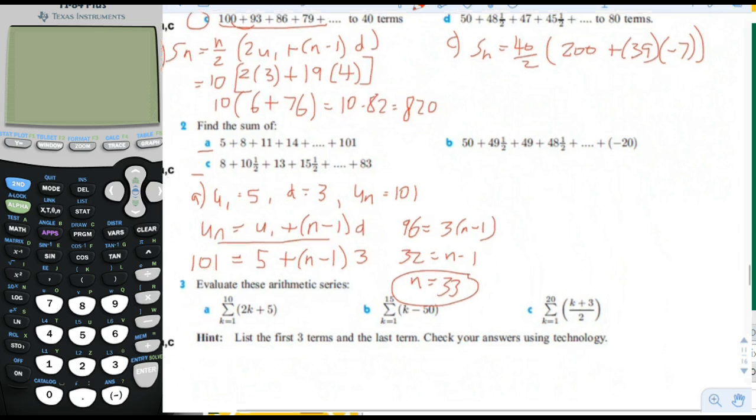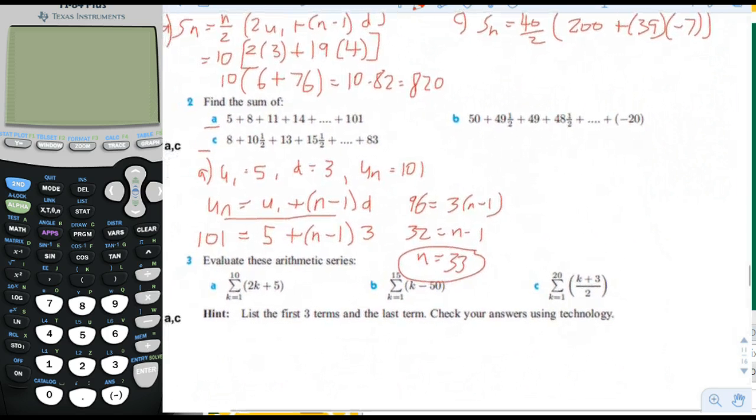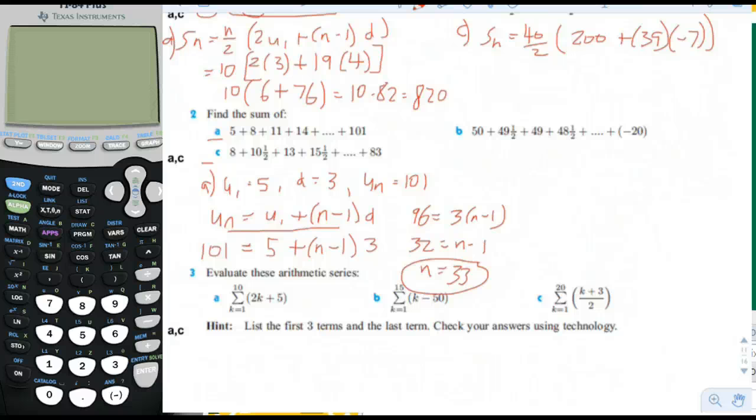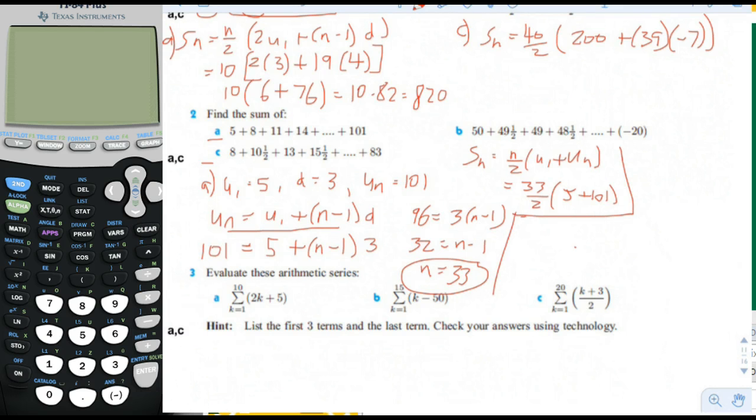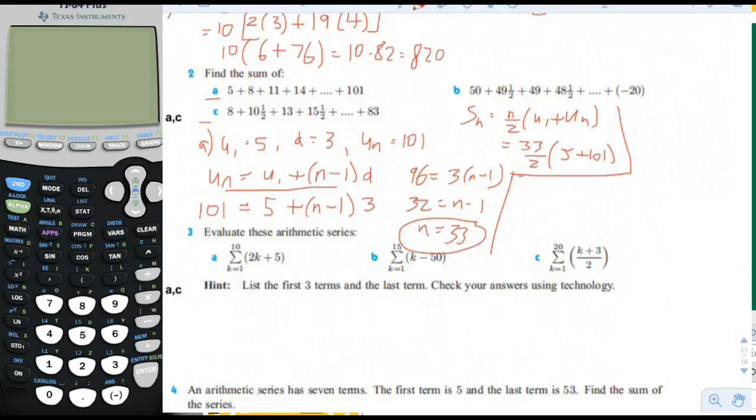Once I know n is 33, then I may use either of the sum equations to figure out what the sum of the sequence is. So I have 33 divided by 2 times the first term, which is 5, plus the last term, which is 101. Okay? And then you can use the calculator to figure out what that value is. Okay, now C.